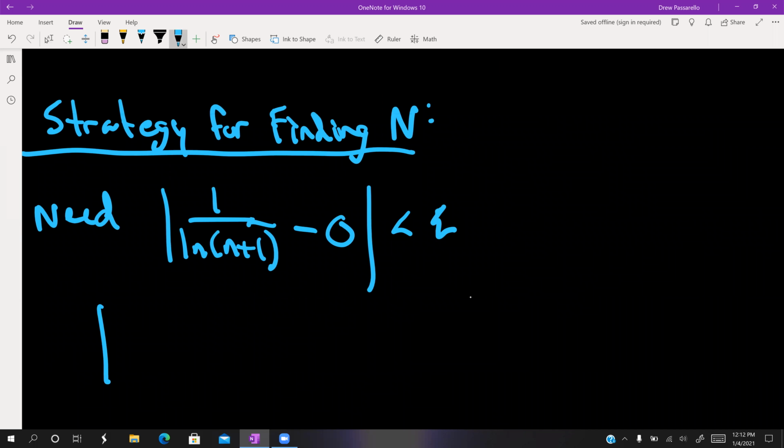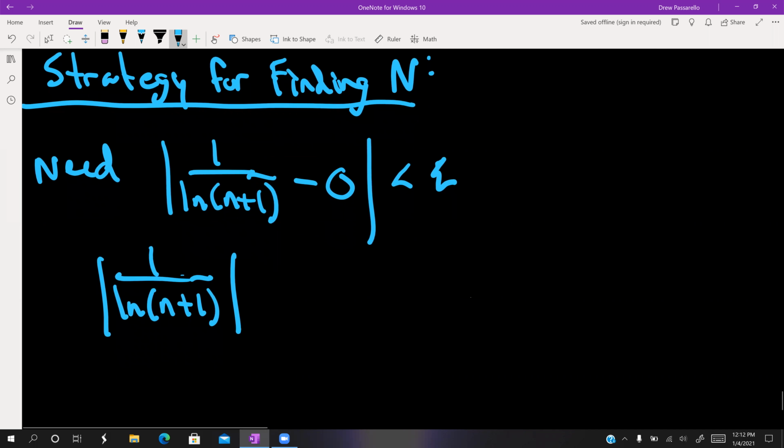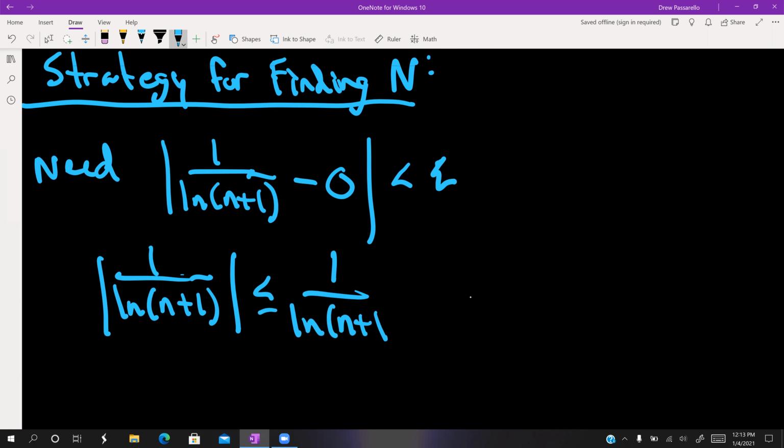All right, so that's just the absolute value of 1 over the natural log of n plus 1. And again, n is a natural number, so this is going to be less than or equal to just 1 over the natural log of n plus 1.